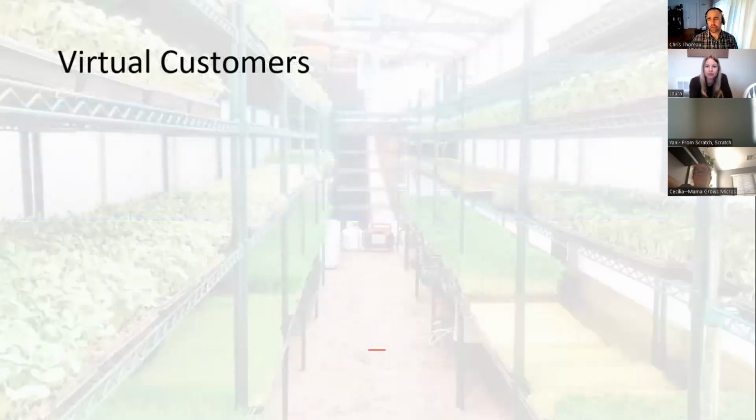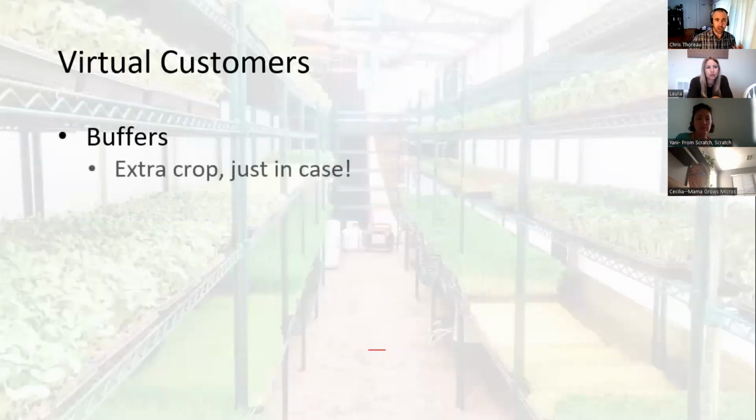Okay. So the next concept is that of the virtual customer. We have this idea because, as I've talked about earlier, we're talking about a system that is driven by orders from customers. And so if that's the case, how do you get new customers? How do you account for crops when there's new customers if it's customers that are driving your crop planning process? So it's a very valid question. And we do that by having buffers. A buffer is basically extra crop just in case. That's basically how I define a buffer.